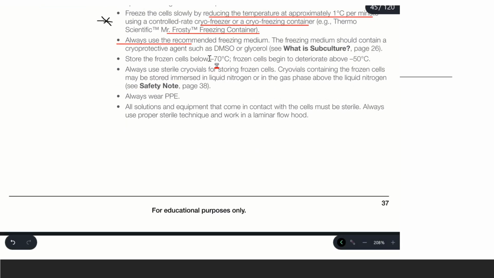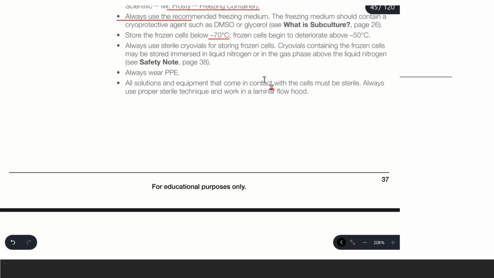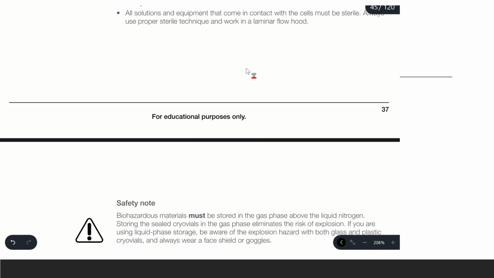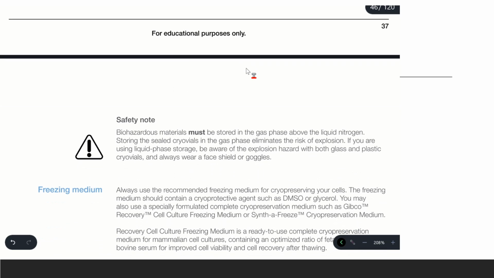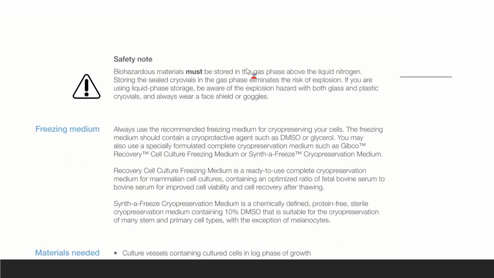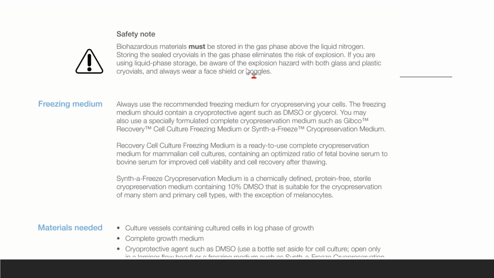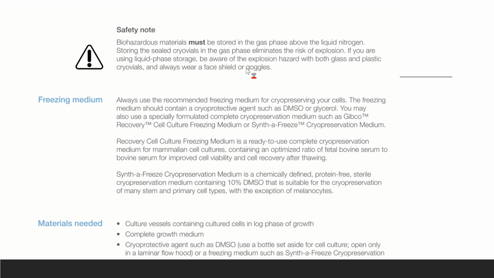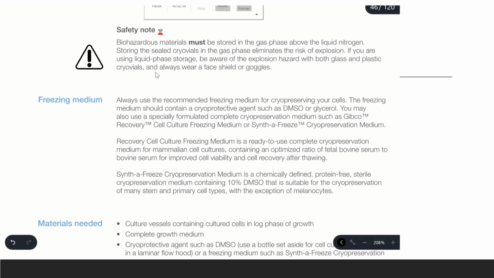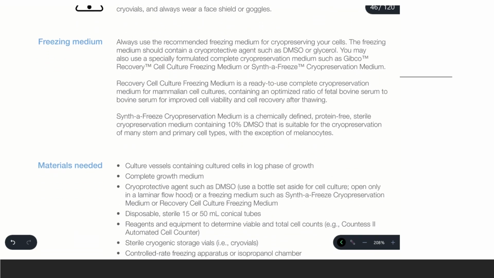And the frozen cells should at least be stored at -70. I usually store them at -80, and then from there we can transfer them to liquid nitrogen. I'm not going to want anybody touching the liquid nitrogen tank. That stuff is kind of heavy and you have to wear protective equipment, or else if the liquid nitrogen splashes and gets into your eyes, you can go blind. So I have to wear a face shield.